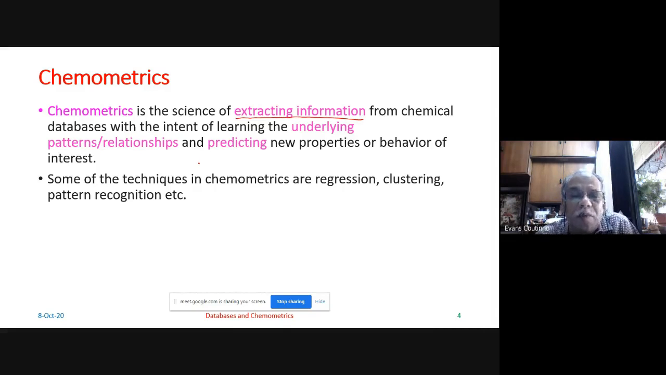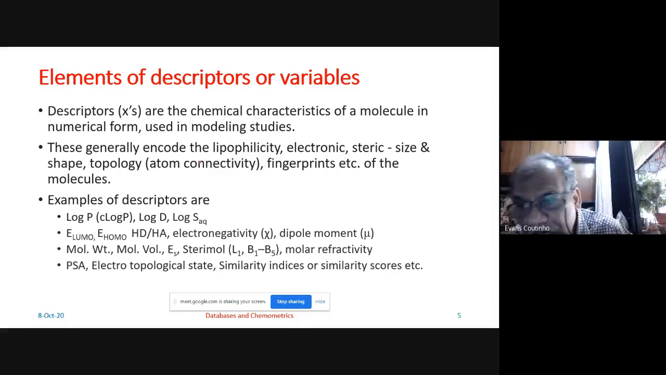Some of the tools in chemometrics are quite familiar to you. You're all familiar with regression. Then there is clustering, there is pattern recognition, etc. So these are some of the various chemometric techniques, and I'm going to talk about a few of them. Principally, I'm going to concentrate on regression. Before we talk about how we understand relationships that are present in the molecules in the databases, and how we develop models to relate the information that is inside the database to some other information that is also contained in the database. Now, what do I mean?